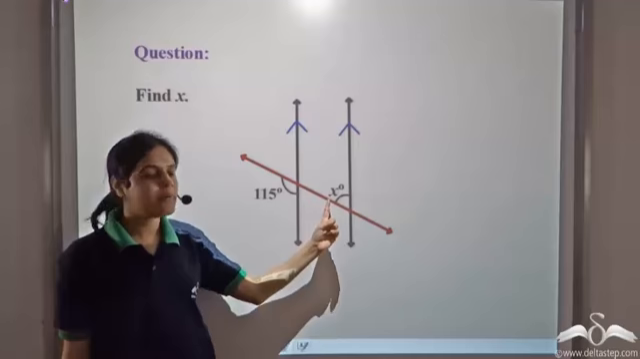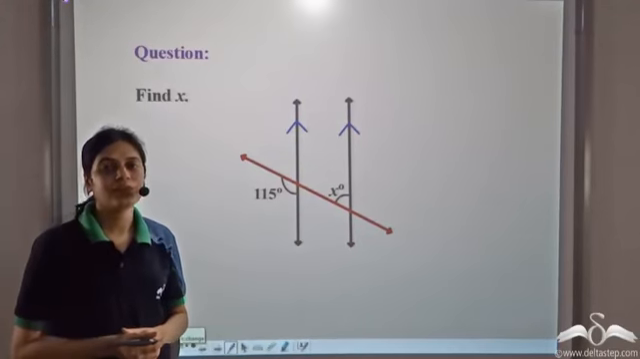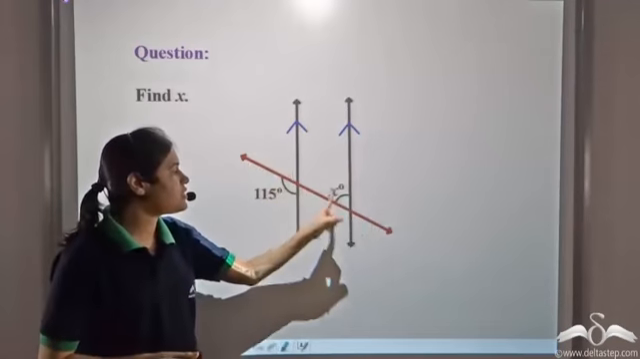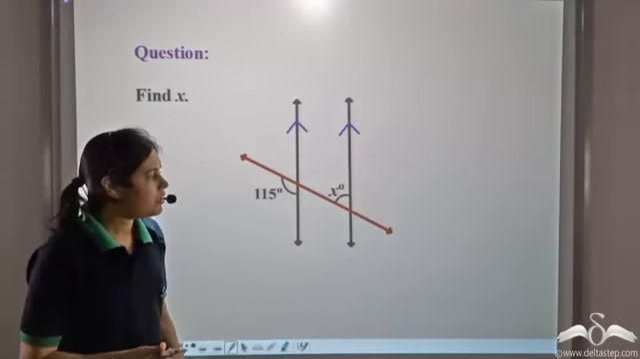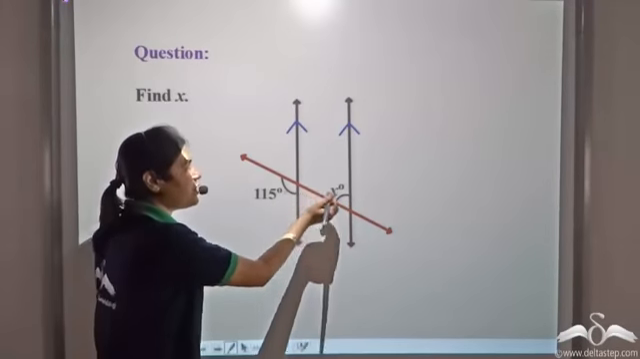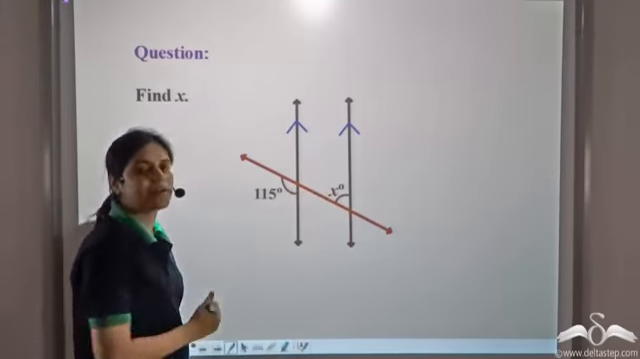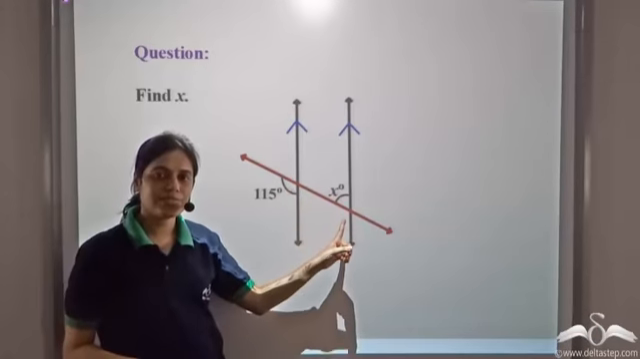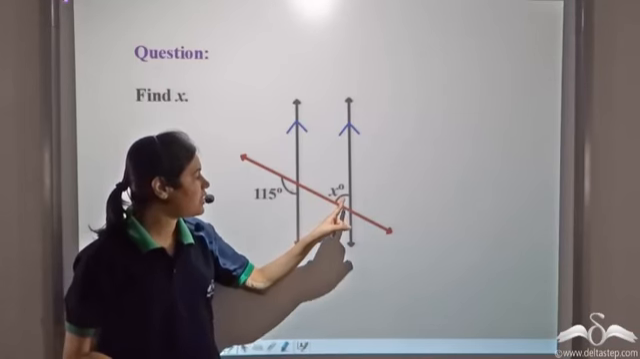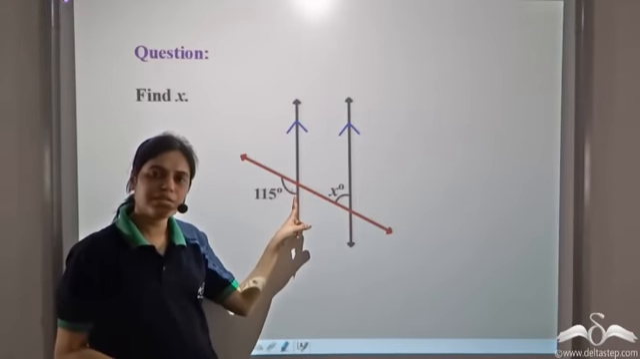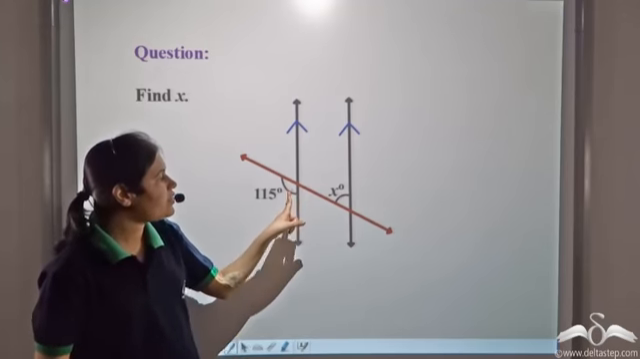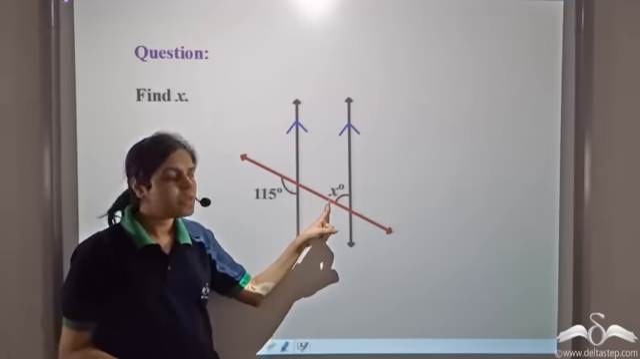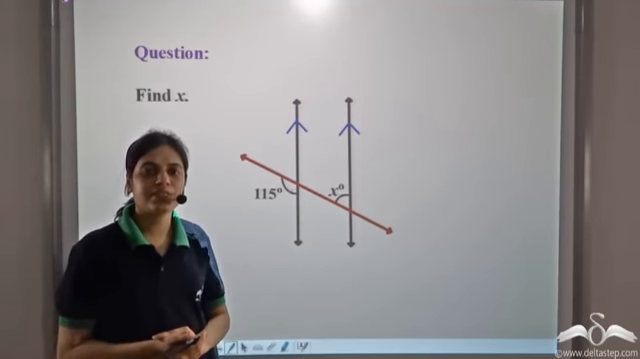So now can you find the measure of x? Well, we see that these two lines are parallel. This is a transversal. Now consider this x degree and 115 degree, these two angles. We see that these are not corresponding angles. We see that these are not alternate interior angles. Neither are they the interior angles on the same side of the transversal. Then how do we find the measure of x?